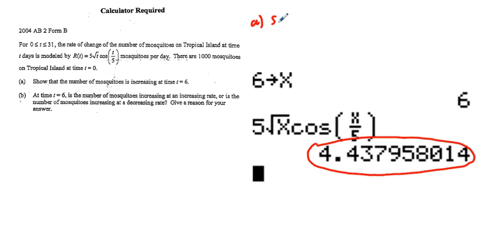Answer to A: since 4.4379 is greater than 0, the number of mosquitoes is increasing. So we've shown that. Okay, so that's how we show this. This number will give it away.